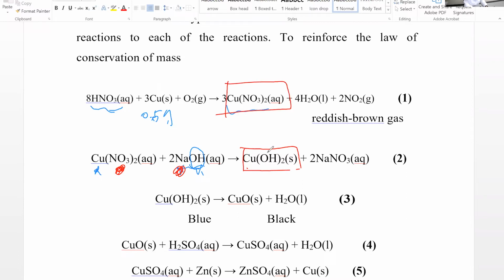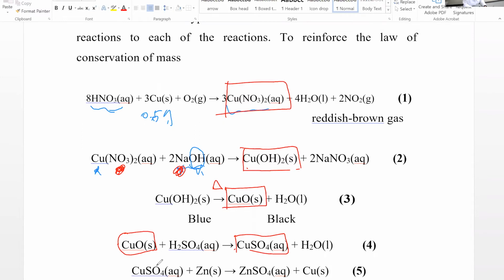We take this precipitate, which still has some liquid, of course, in there with the water. We are going to heat the sample. When we heat it up, it's going to go through a decomposition reaction. It would lose water and it would change to black color copper oxide. Copper oxide then, in the next reaction, we are going to dissolve the copper oxide with sulfuric acid, and it would generate copper sulfate and water in this case.